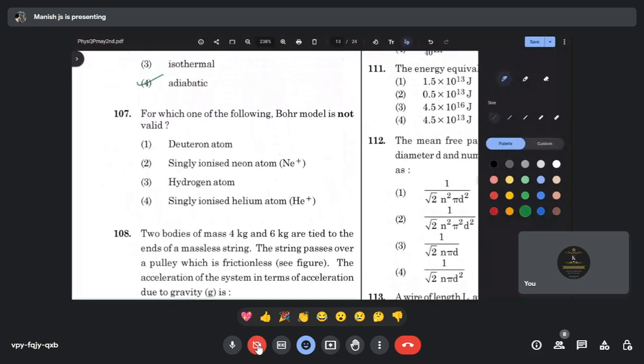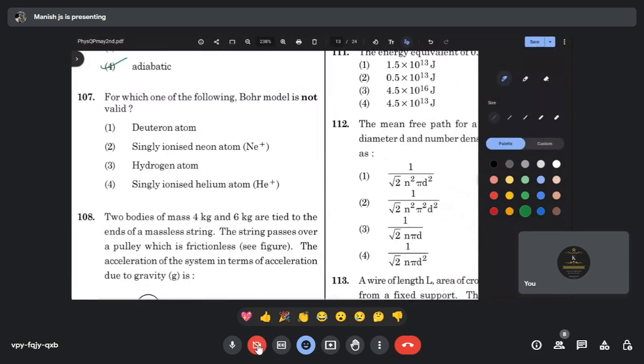Fine. Next, question number 107: for which of the following is the Bohr model not valid? Single ionized neon atom. Why for single ionized neon? Because it is a multi-electron system, the Bohr atom model is not applicable. Correct, we cannot apply it. Very good.